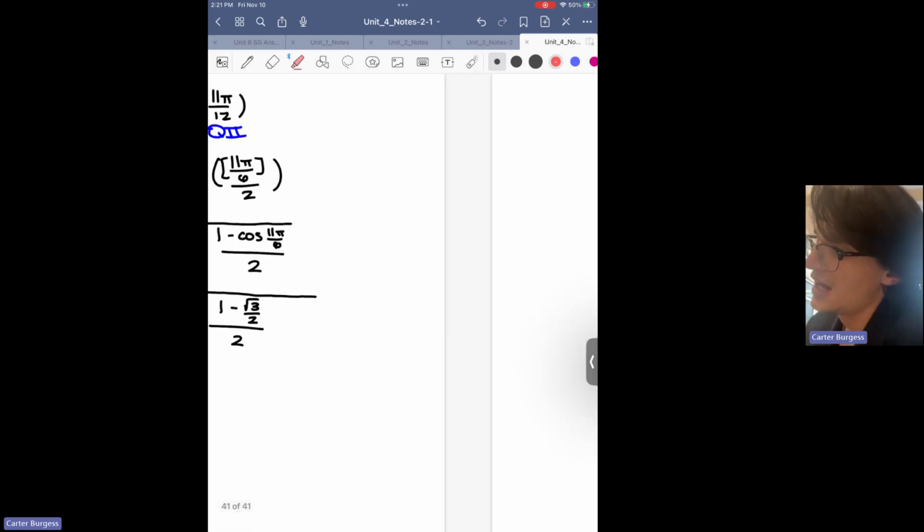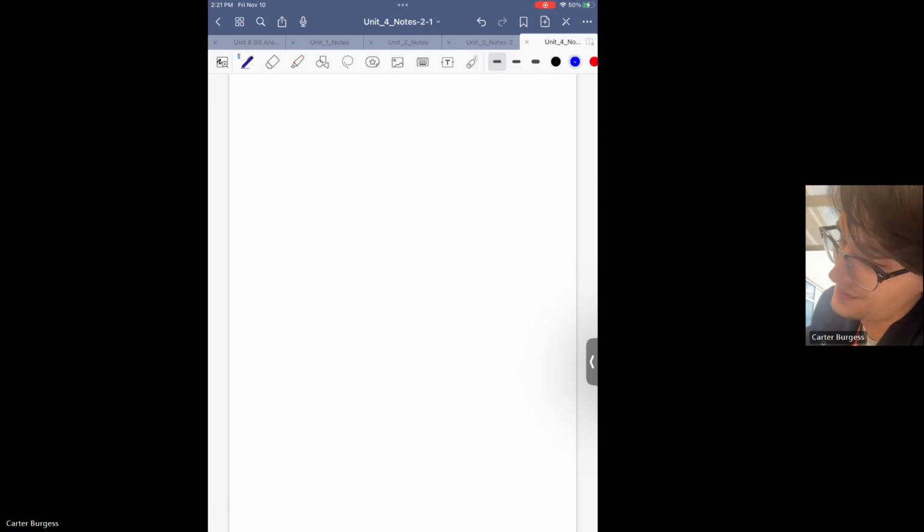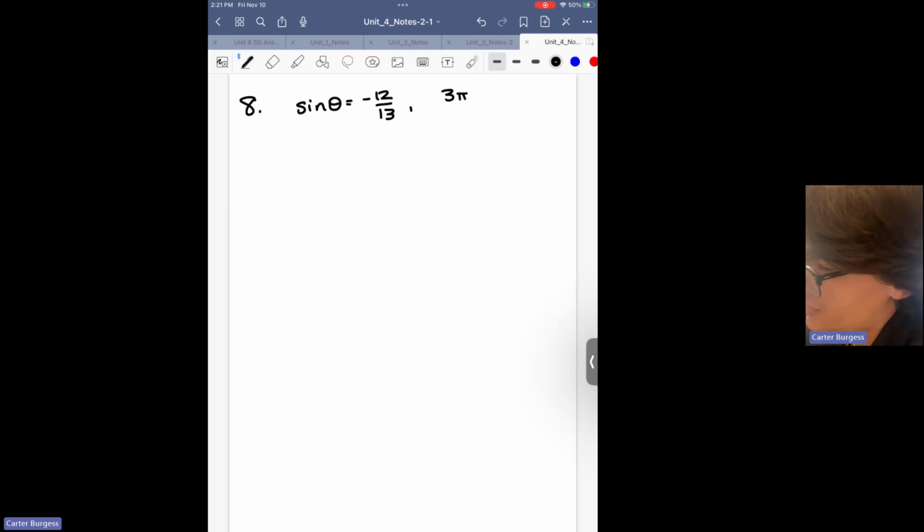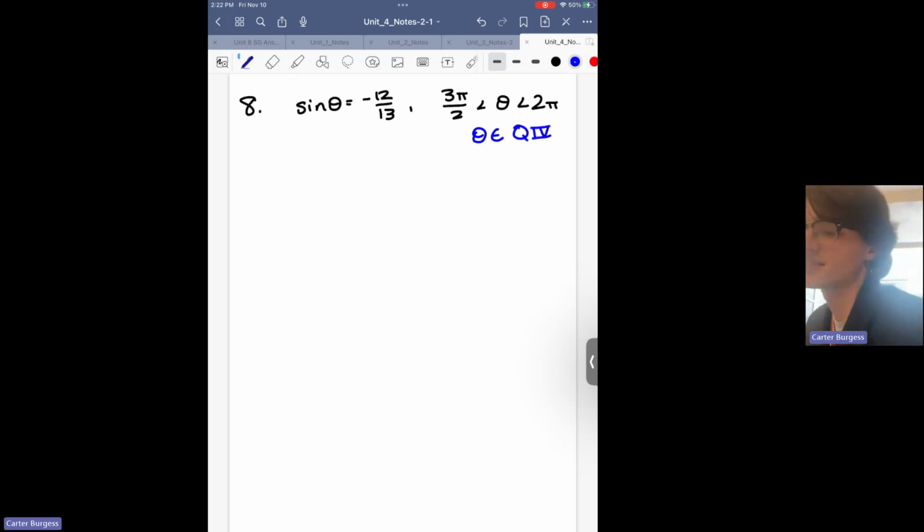Okay. Let's take a look at number 8. For number 8, we are told that sine of theta is equal to negative 12 over 13, where theta is between 3 pi over 2 and 2 pi. If theta is between 3 pi over 2 and 2 pi, what do we know about theta? Quadrant 4, very good. Which makes sense, that sine of that theta would be a negative value. In this case, we are being asked to find tangent of theta over 2.